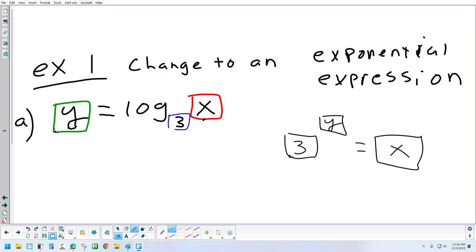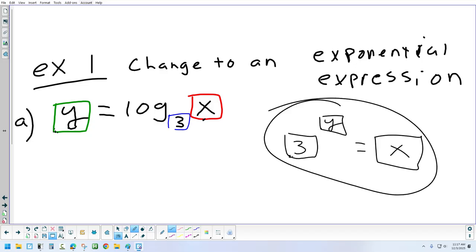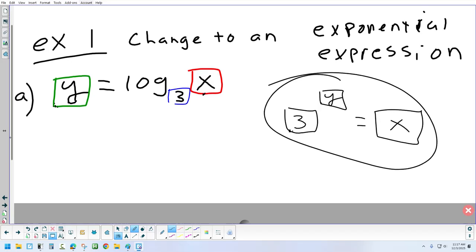There's nothing we can solve there because we don't know y. If we knew y was 2, well then we could do 3 to the 2nd power and get the answer. But that's all you can do. Any question on the first one?